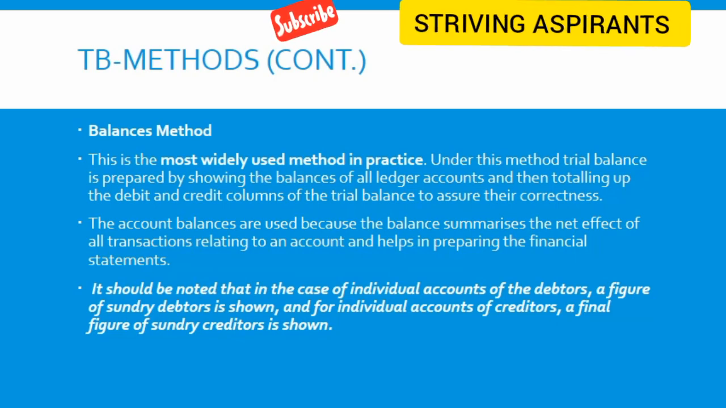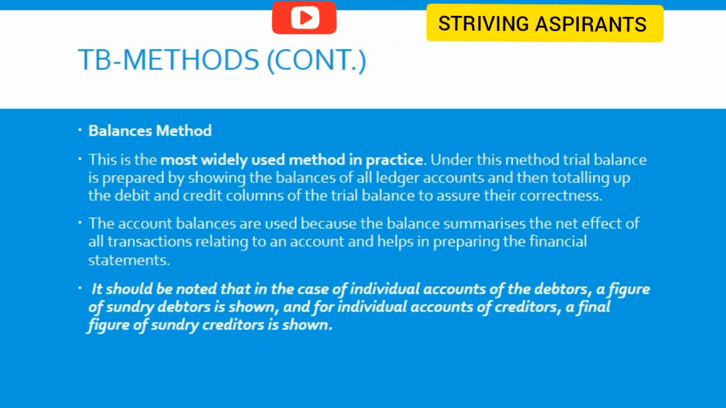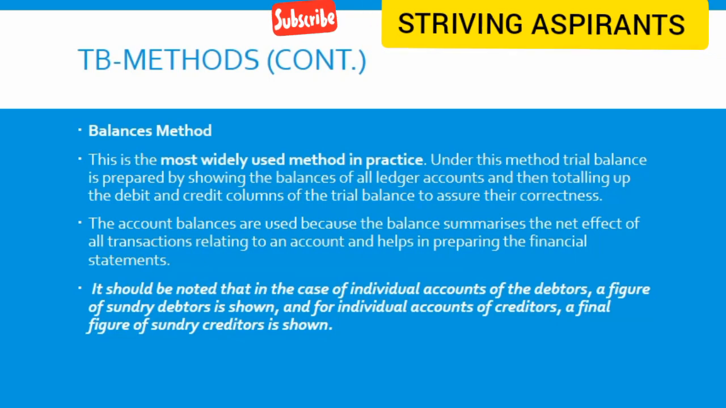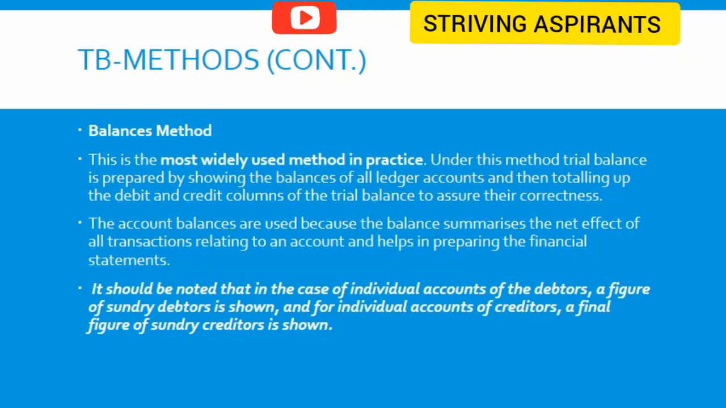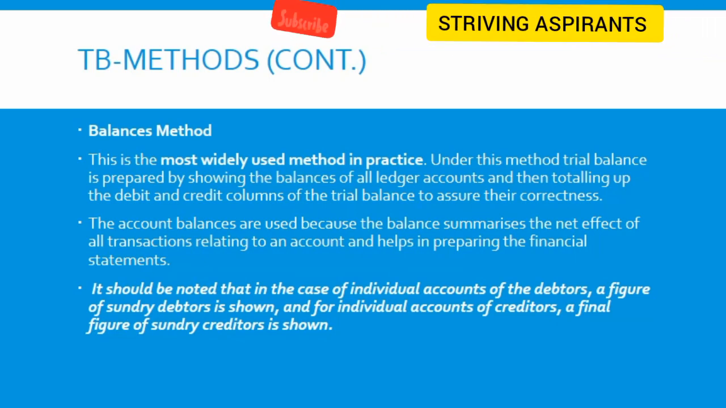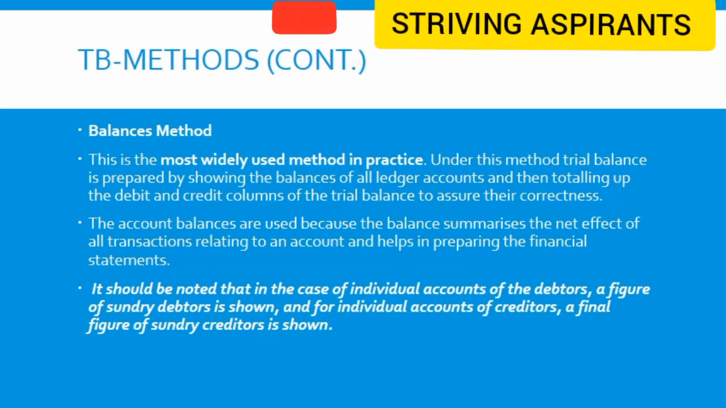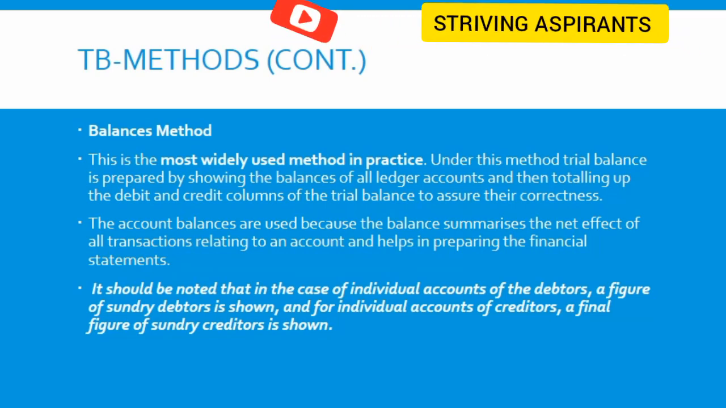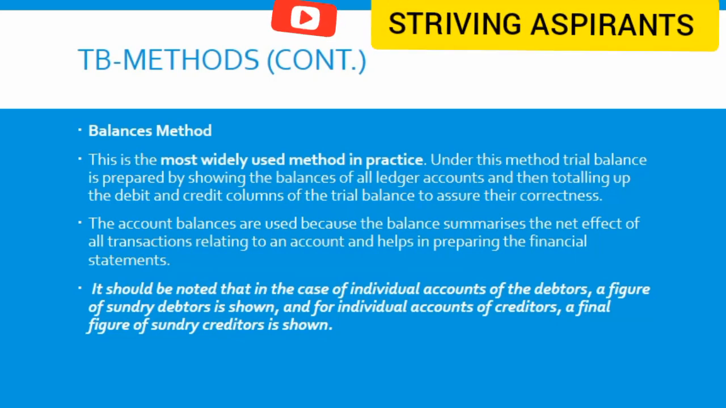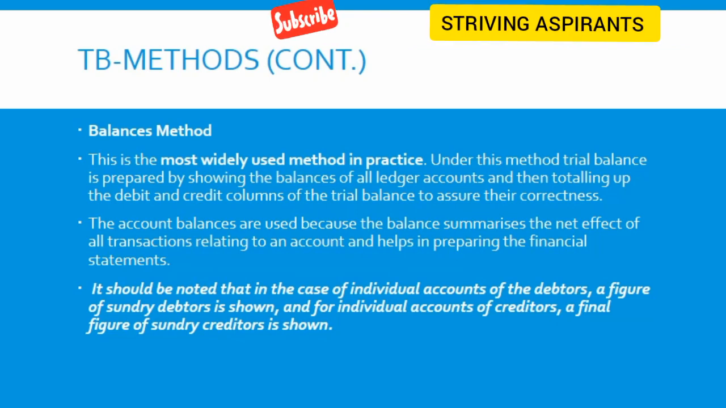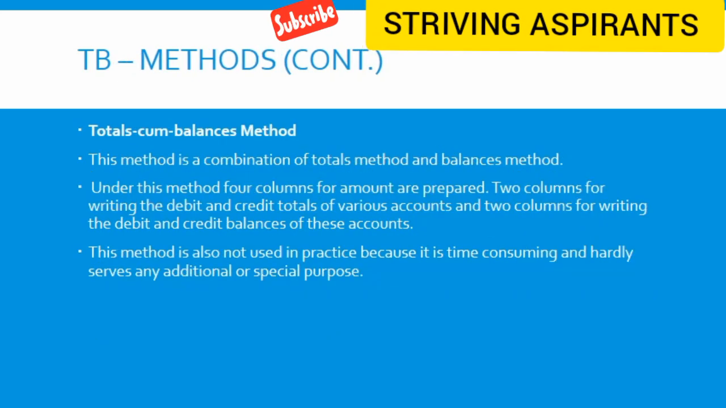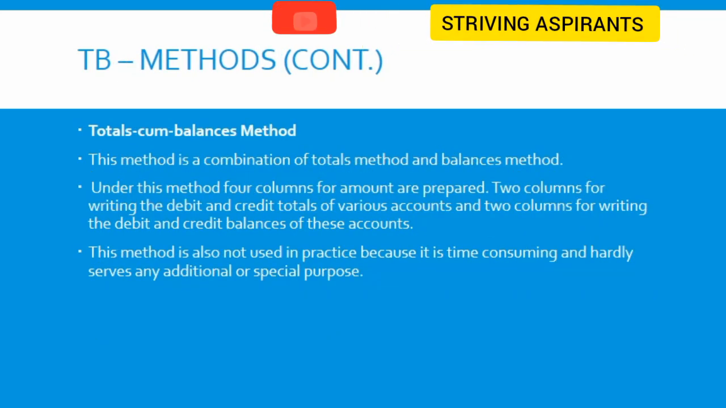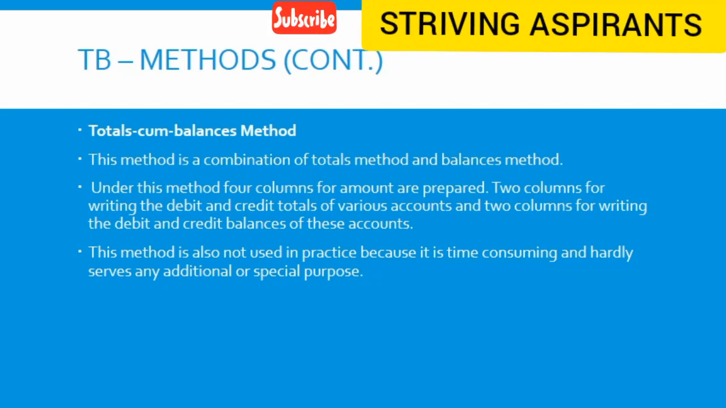In this case, we have to be careful while posting the individual accounts. In the case of individual accounts, we will take all the individual account balance totals, then put them under one head like sundry debtors or sundry creditors, and we will show that amount in the columns of the trial balance.